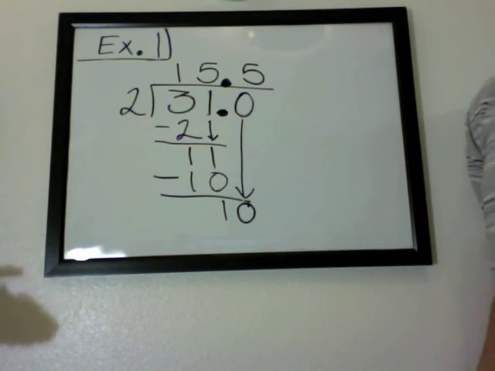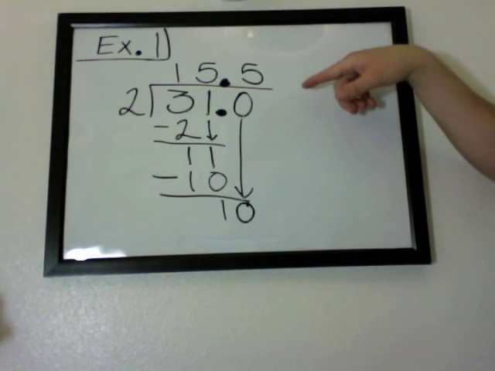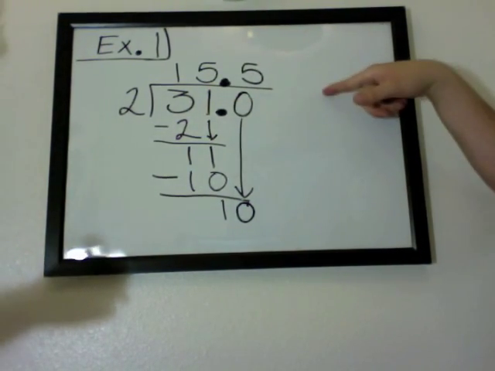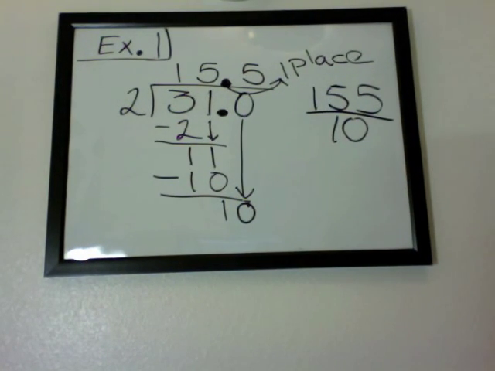Okay, and then we're going to show you how to make this into a fraction. So we already know how to do that. So we go over 1 place, and we have 155 over 10. And this would be the same as this. This doesn't have a decimal.